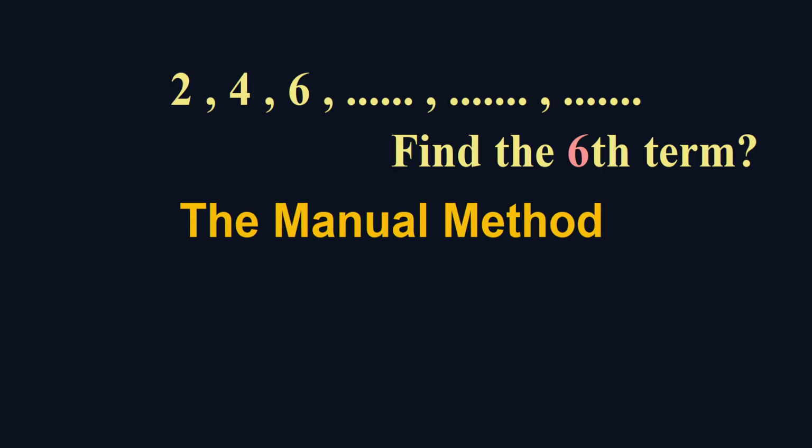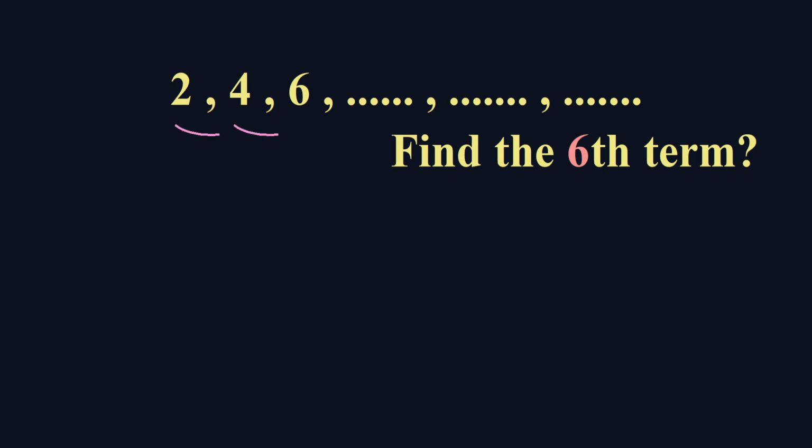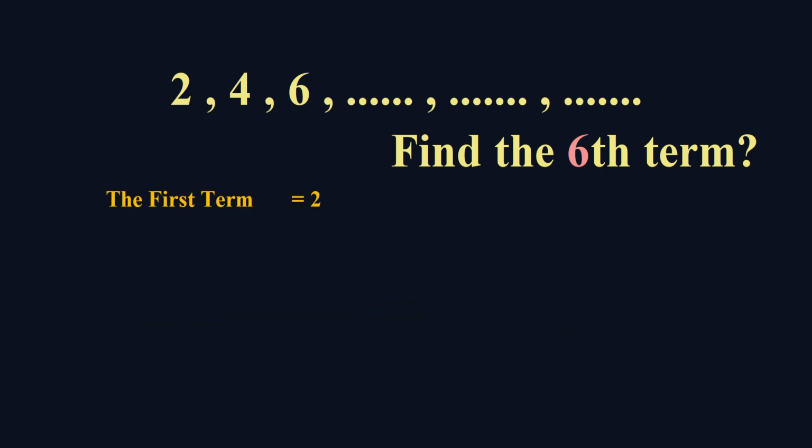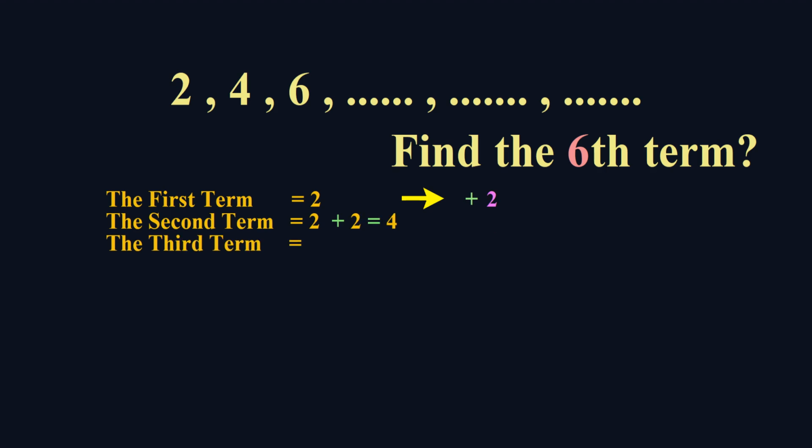Look at the problem. Since each term increases by 2 from the previous one, this 2 is called the common difference. The first term in the arithmetic sequence is equal to 2, and we can get the second term by adding 2 to the first term. So the second term is equal to 2 plus 2, which equals 4. And we can get the third term by adding 2 to the second term, 4 plus 2, which equals 6.